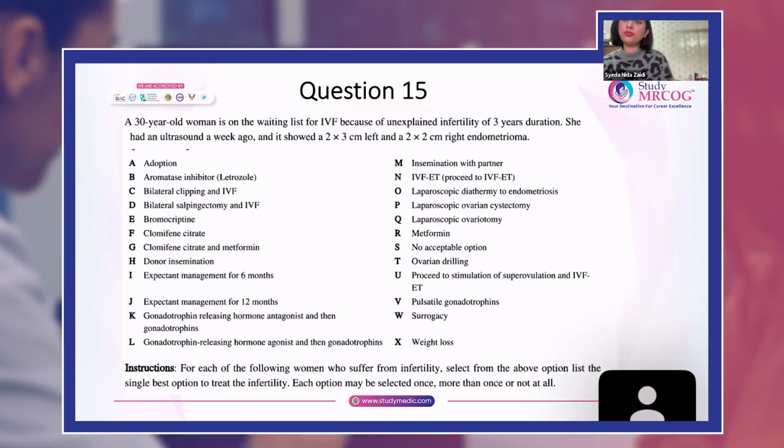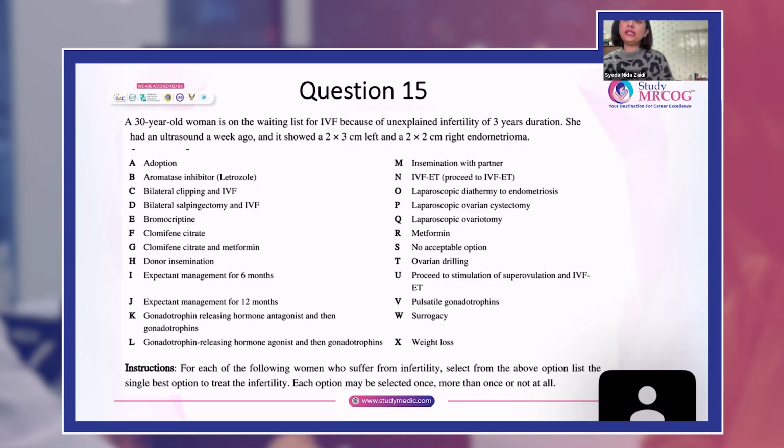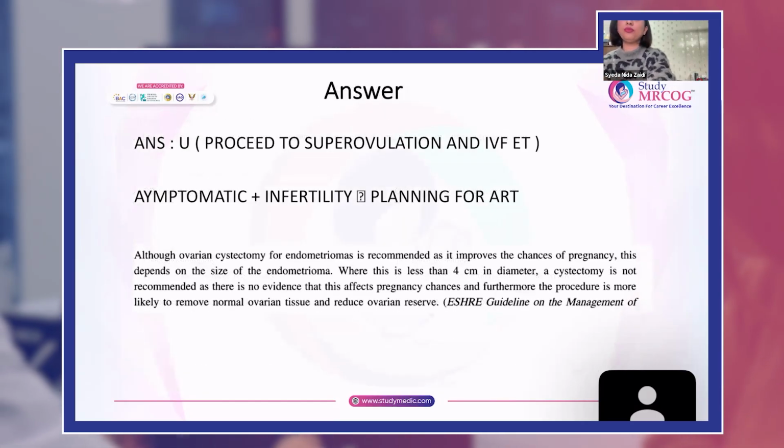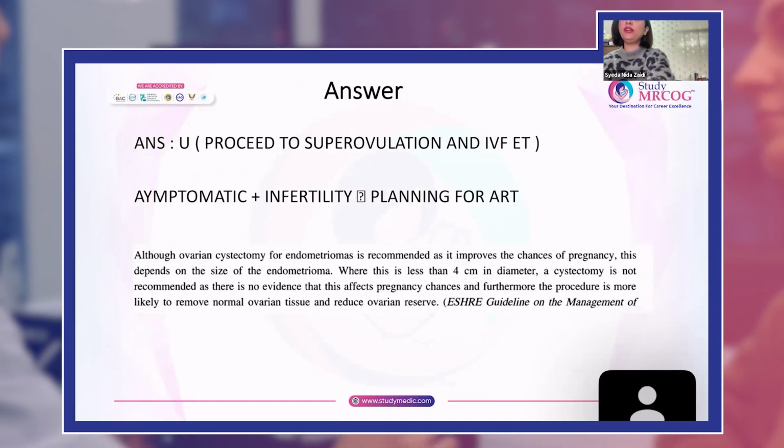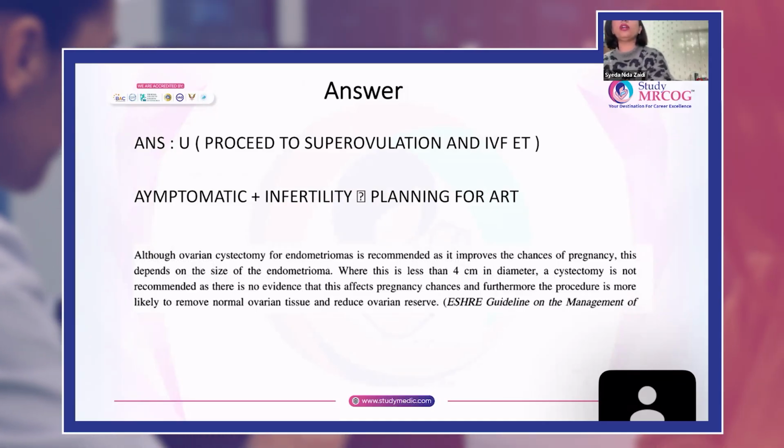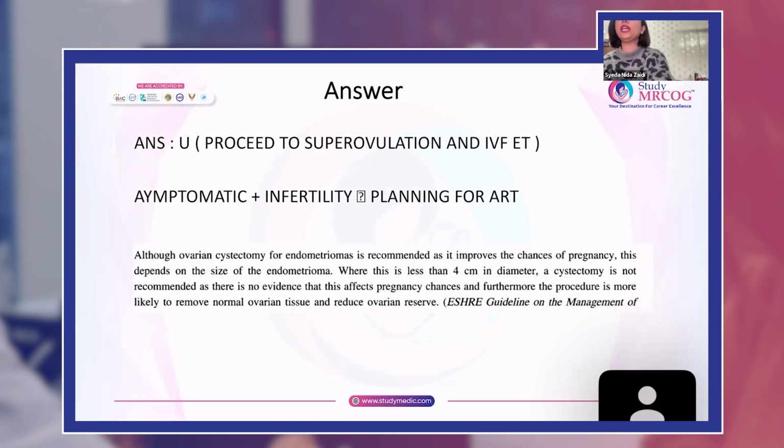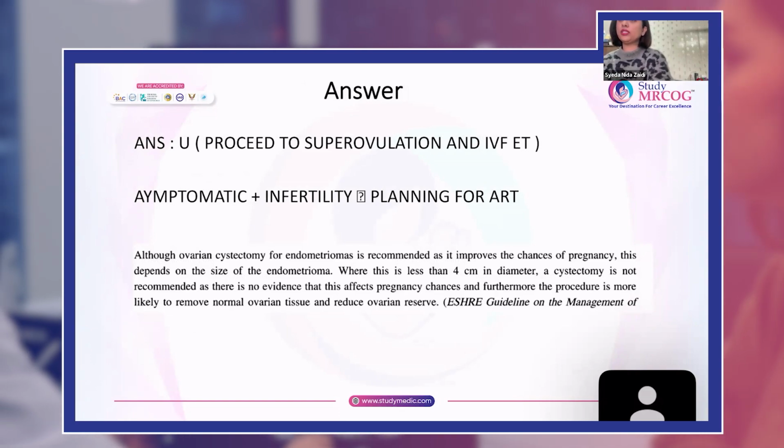So in this case, the best option, according to the ESHRE guideline, would be to proceed to stimulation of superovulation and IVF. That is option U. Because she is planning for ART, we can do the superovulation, we can offer her IVF. That has a higher success rate as compared to the other management options.